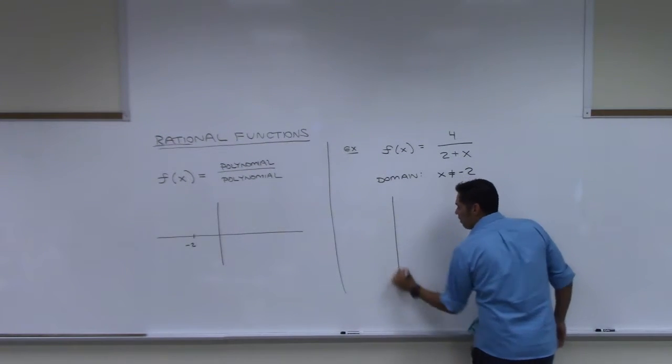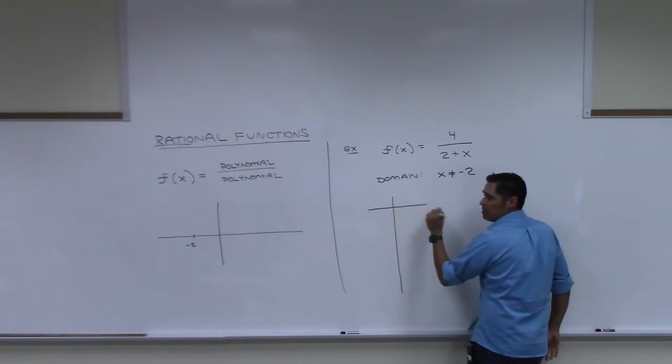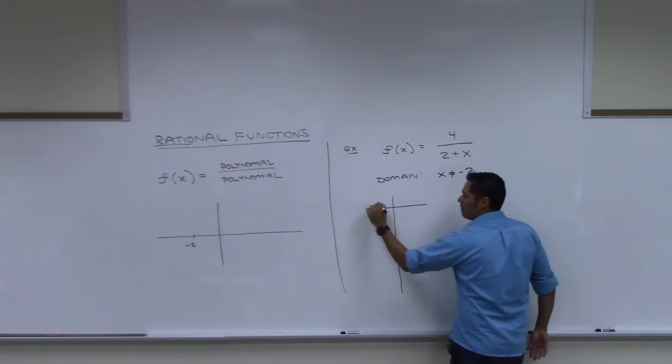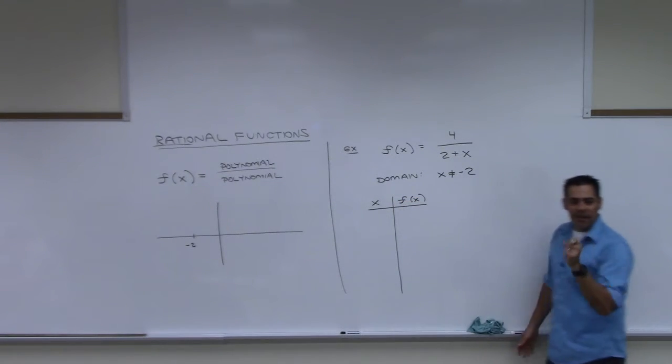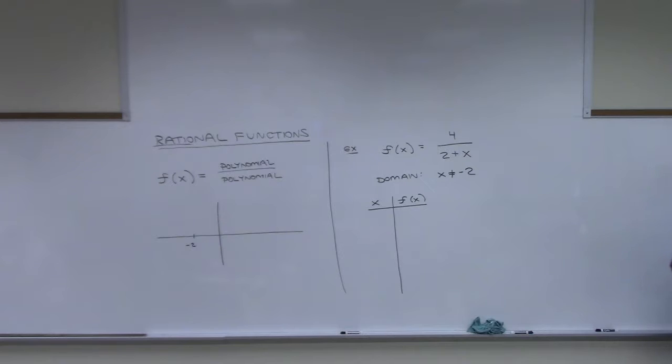And I think the way that we're going to do this is we're going to make a t-table. This is going old school now. We're going to do x here, and we're going to do f of x here. So we're going to just start picking some points and plugging them in, and then we're going to draw some dots and see if we can connect the dots to see what's happening. So let's just start picking some points.